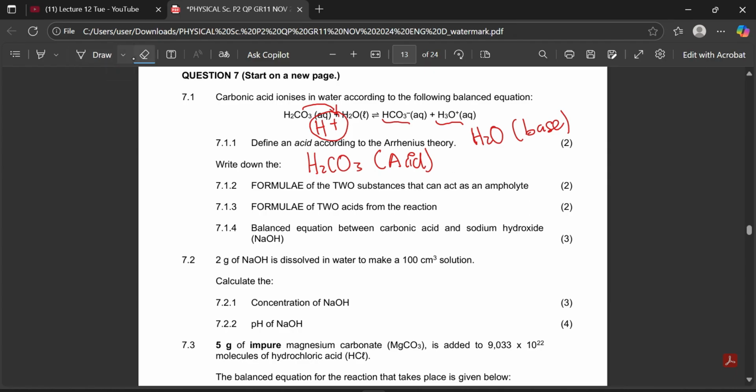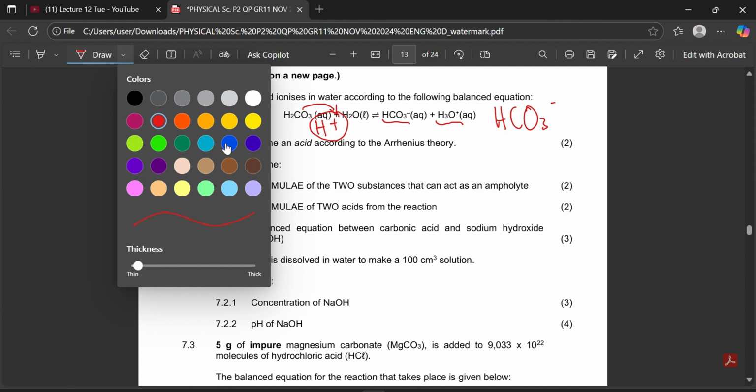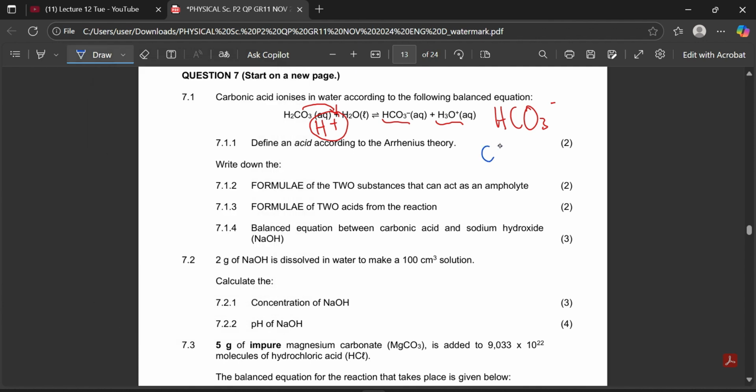We've looked at ampholytes in one of the videos we had before, right? And we've said that HCO3 minus is one of the ampholytes that we know. Why? Because, remember, it can act as both an acid and a base. When it acts as an acid, it loses a proton. When it loses a proton, we expect to see something like CO3 2 minus. That is when this guy acts as an acid.